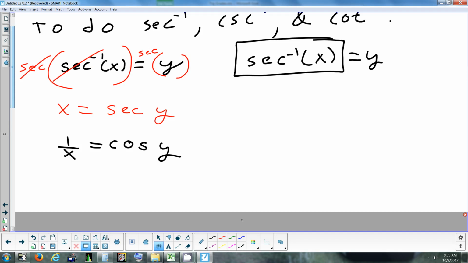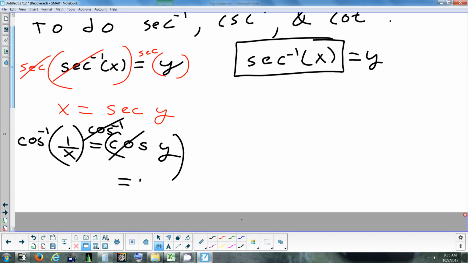Okay, so remember, inverse cosine and regular cosine cancel each other out. So if you take inverse cosine on the left, take inverse cosine on the right, inverse cosine and regular cosine cancel out, and what's left on the right-hand side now? Y. And then on the left, you have inverse cosine of 1 over x.